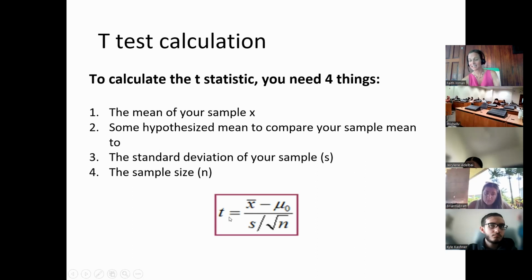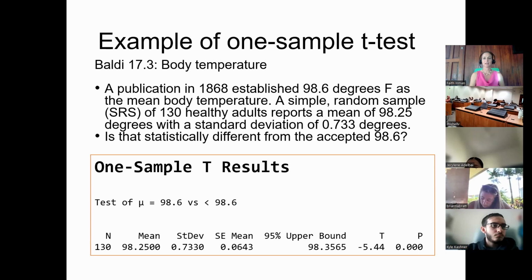T, your test statistic, is equal to the sample mean minus the population mean, so the difference between those two means, divided by the standard deviation divided by the square root of the number of observations. Simple, right? So here's an example of a one sample t-test.